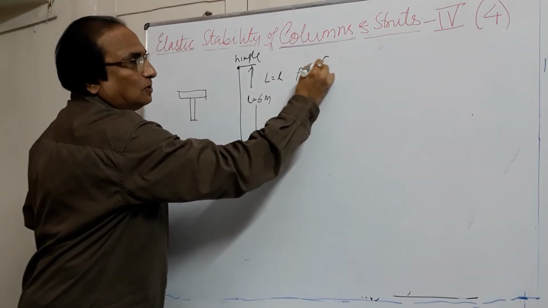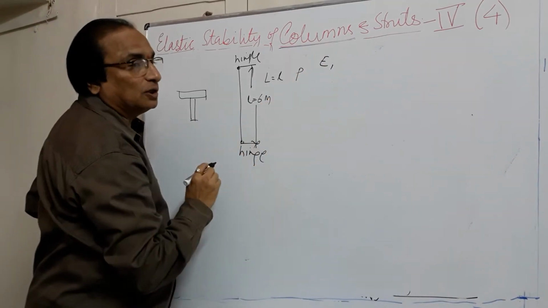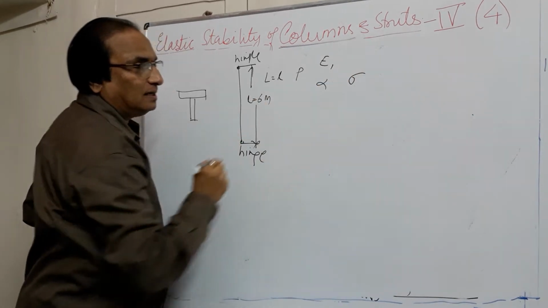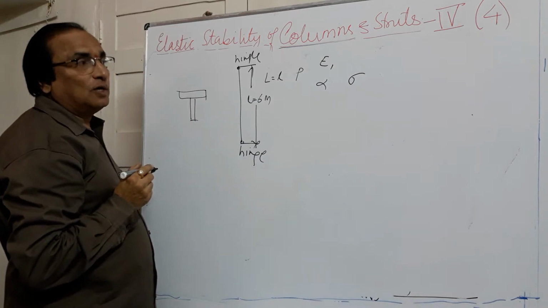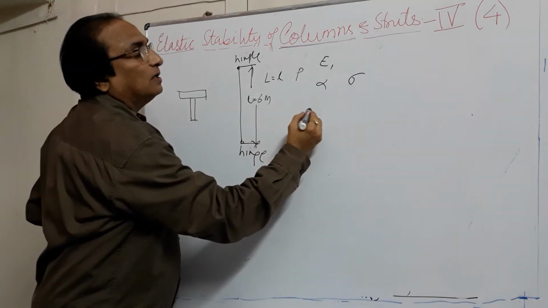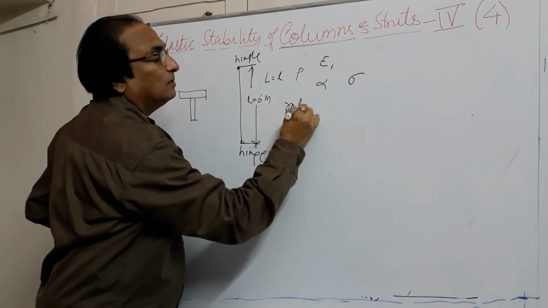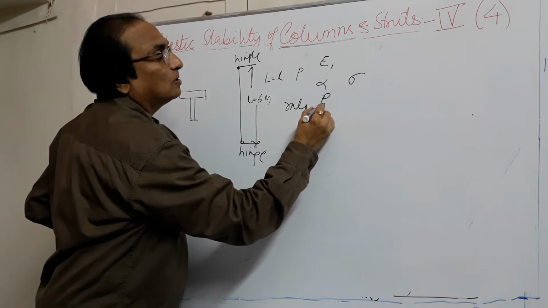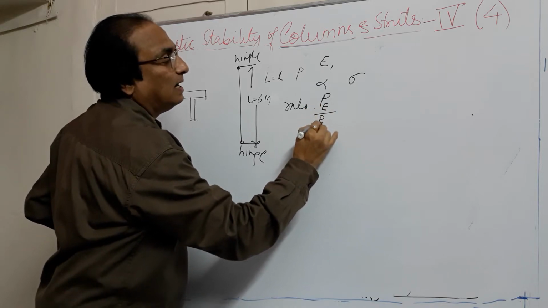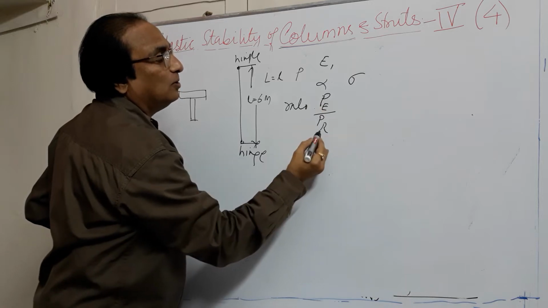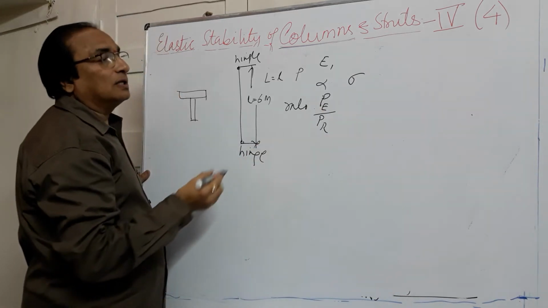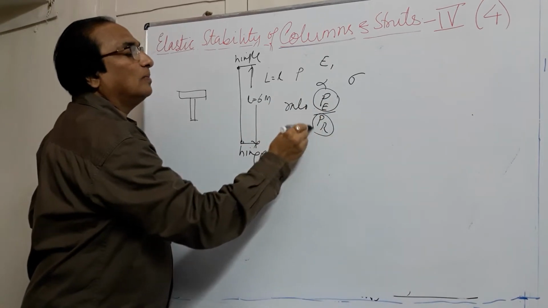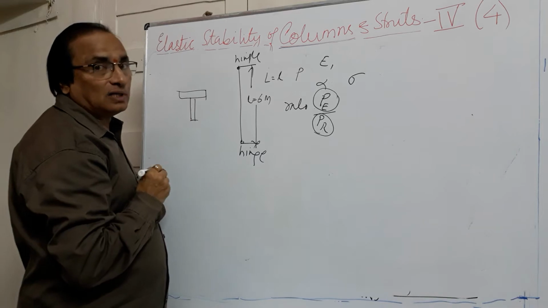Young's modulus is given to you for Euler's formula. For Rankine's formula, Rankine's constant will be given to you and the compressive stress will be given to you. So here you are required to find out the ratio of Euler's crippling load and Rankine's crippling load. So P_E by P_R. E stands for Euler's, R stands for Rankine. That means you have to find out the load by using Euler's method, find out the load by Rankine's method, and find out their ratio.